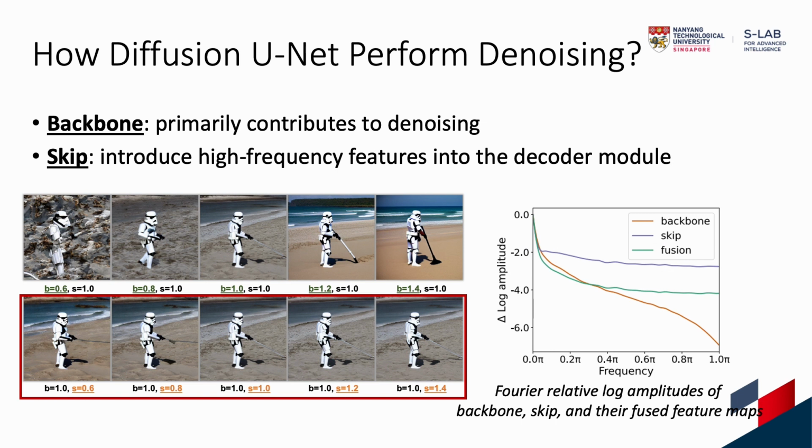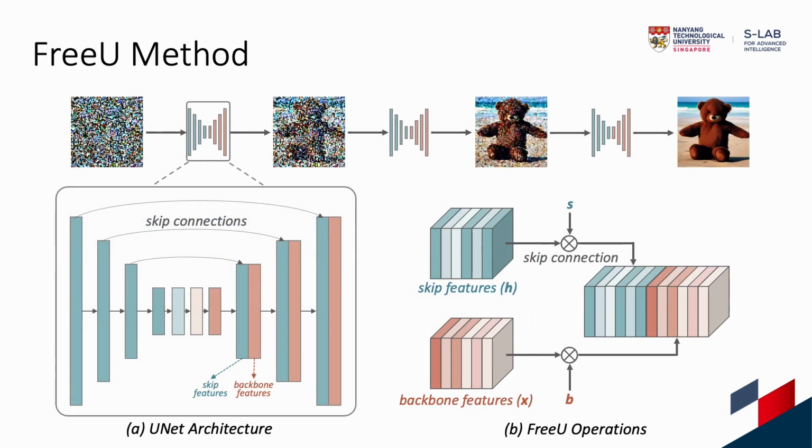Conversely, the skip connections can introduce high-frequency features into the decoder module. This high-frequency information makes it easier for the U-Net to recover the input data during training. However, this can inadvertently weaken the backbone's denoising ability during inference. Hence, we introduce FreeU, a method that improves generation quality without extra training. It uses two modulation factors during inference to balance features from the U-Net's backbone and skip connections.